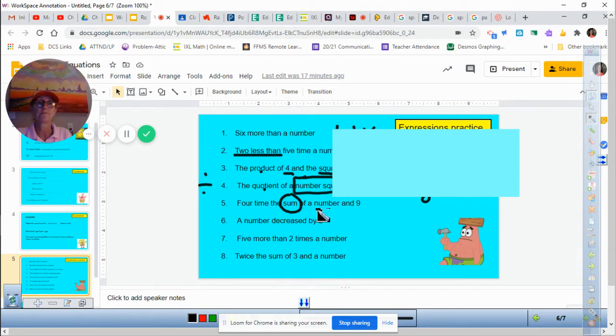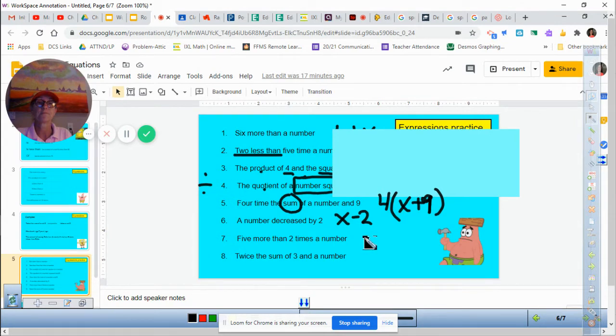A number and 9. Well, I'm just going to choose the number x, and I'm doing the sum, so I'm going to add, and I'm going to add 9. So that is the sum of x and 9. And now let's do 4 times that and put the 4 out front. A number decreased by 2. Easy one, x minus 2.